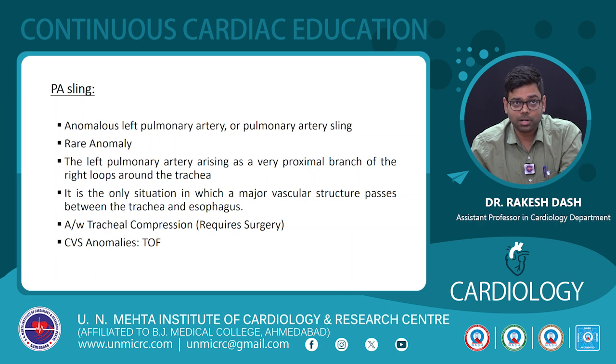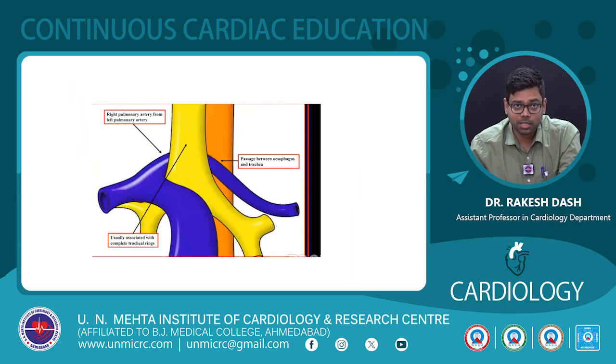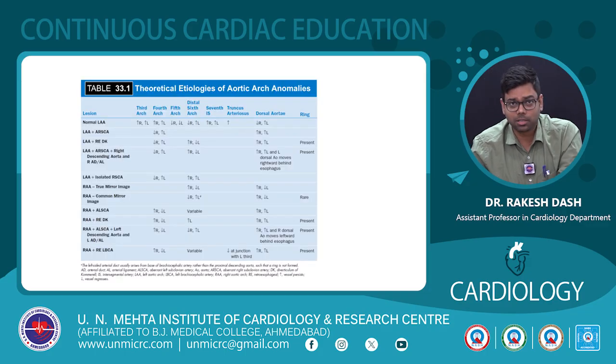So the final one is the sling. So what happens here? The left pulmonary artery arises from the right pulmonary artery instead of arising from the MPA, and it courses between the trachea and esophagus, leading to tracheal compression. This is the diagram of this sling.